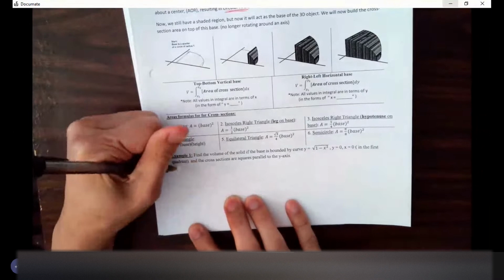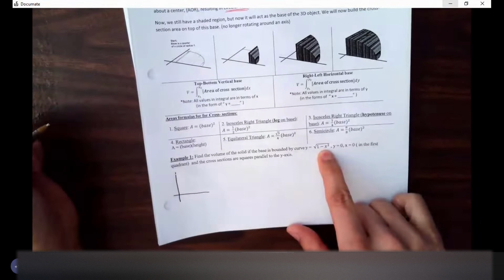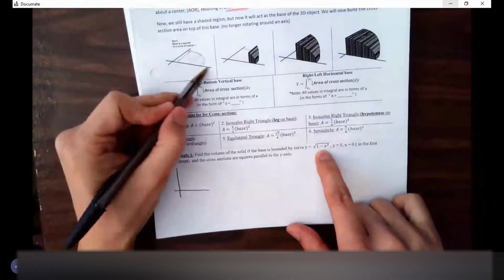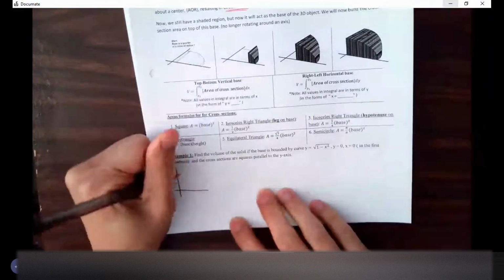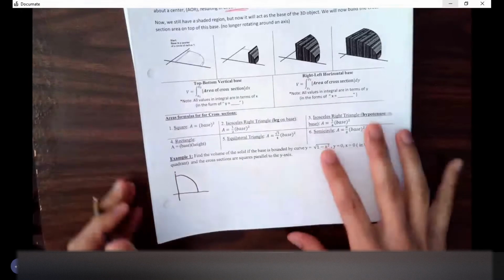So here's my x and y axis. y equals square root of 1 minus x squared. That's just going to be a quarter circle in the first quadrant here. There's my shaded region.